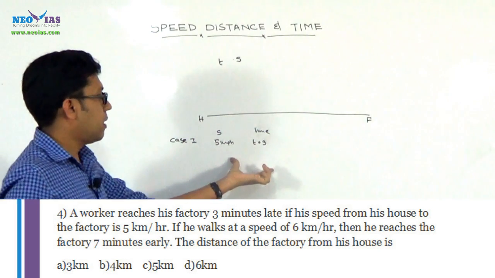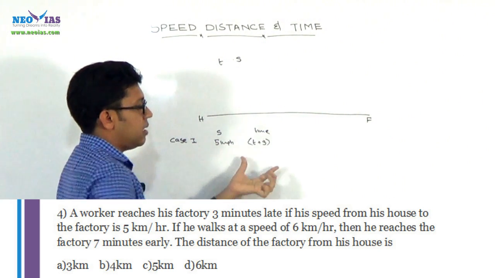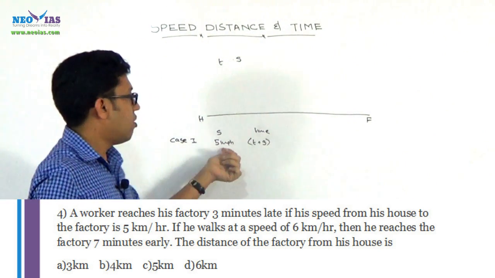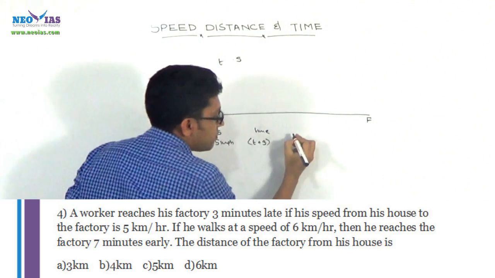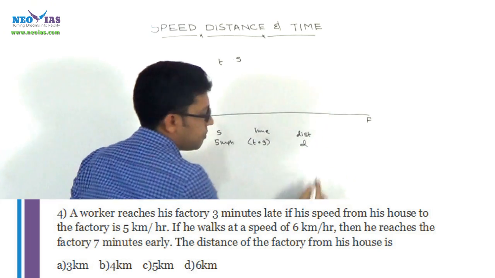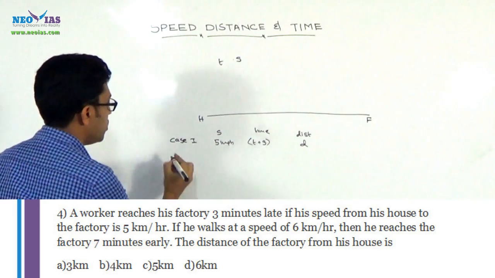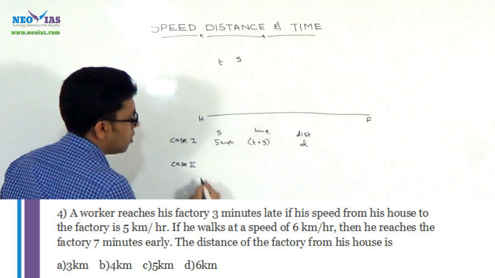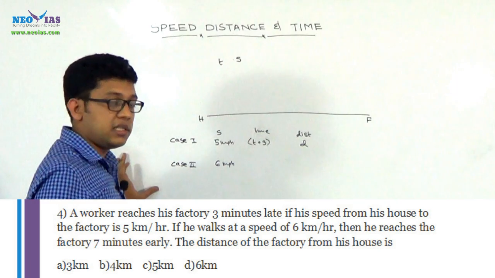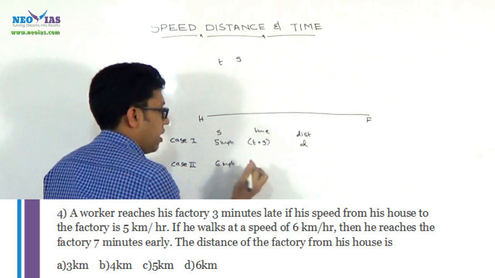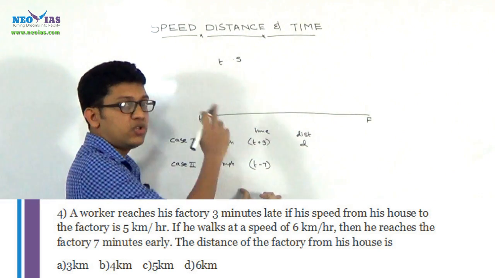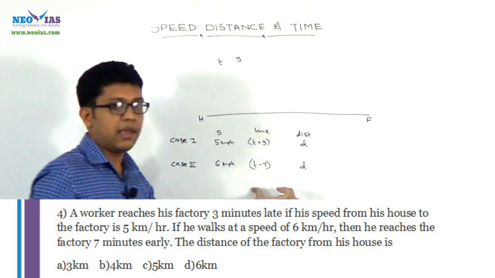Whenever you do this problem, just keep in mind that this t plus 3 is taken in minutes and this speed is in kilometers per hour. Then the distance covered, let us take that distance as d. We need to find that d. In case 2, the worker is at a speed of 6 km per hour and he reaches his factory 7 minutes early in that case, that is t minus 7. He is taking 7 minutes less for that particular journey from his usual time, and the distance covered is again the same distance.